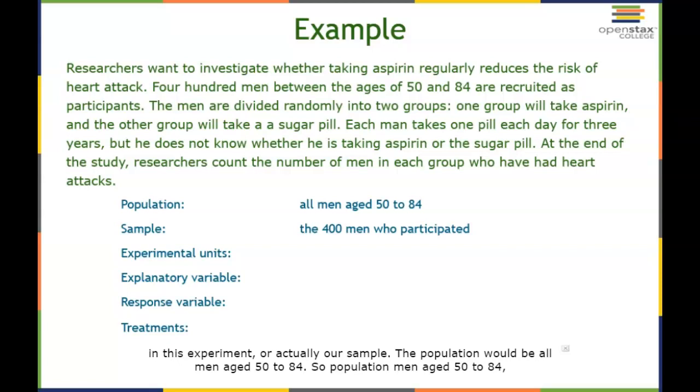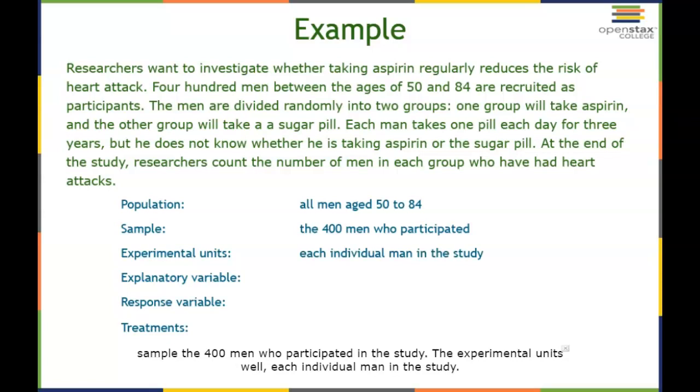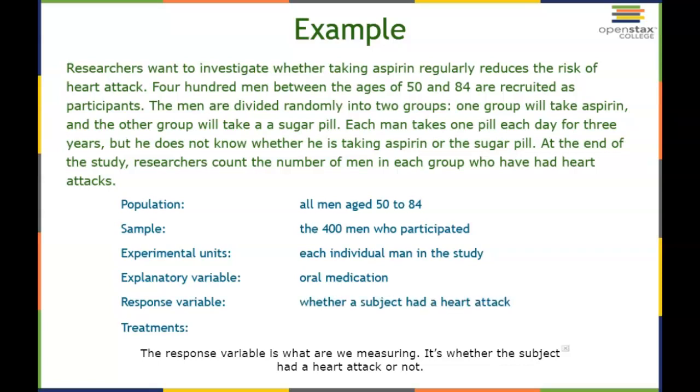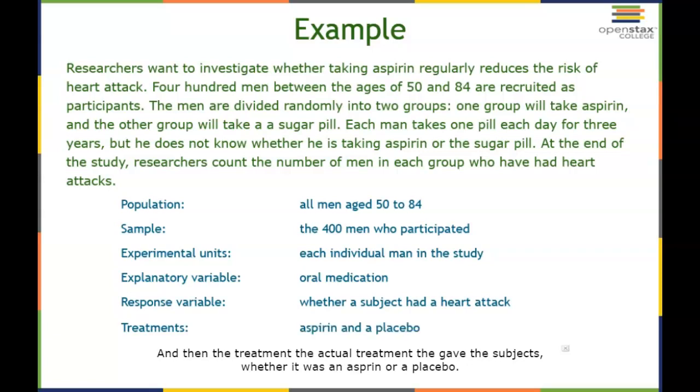So population, men aged 50 to 84. Sample, the 400 men who participated in the study. The experimental units, well, each individual man in the study, they would be the experimental unit. The explanatory variable is oral medication. The response variable is what are we measuring? It's whether the subject had a heart attack or not. And then the treatment is the actual treatment that they gave the subjects, whether it was an aspirin or a placebo. So the treatments are the aspirin and the placebo.